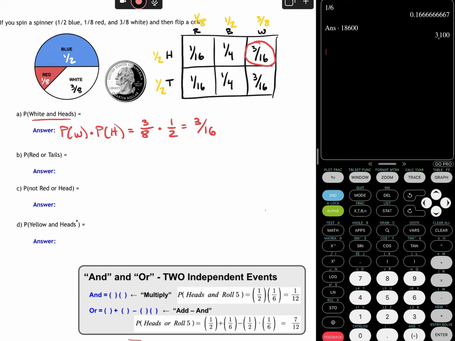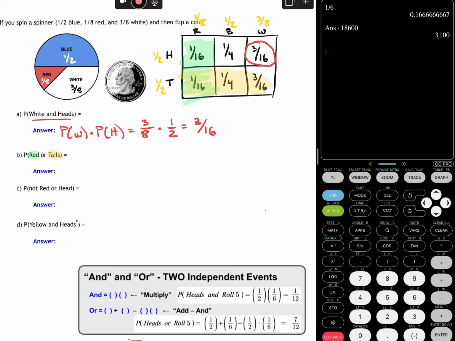Now, as far as the or problem, if you have either red or tails, that means either red can happen or tails can happen. Doesn't matter about the other options or the other pieces of the puzzle. And so probability of red is everything that you see here in this column, right? And then you're going to have the probability of tails. So probability of tails is everything that is in this row. So all those things that are highlighted are going to count.